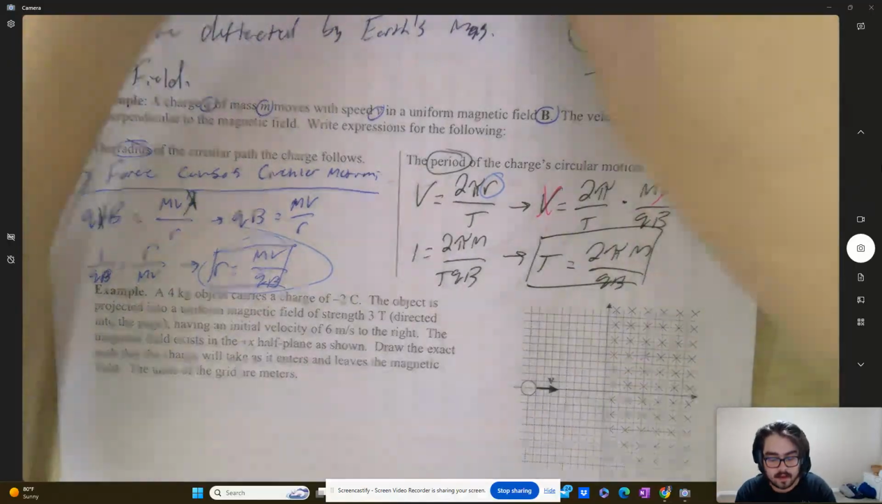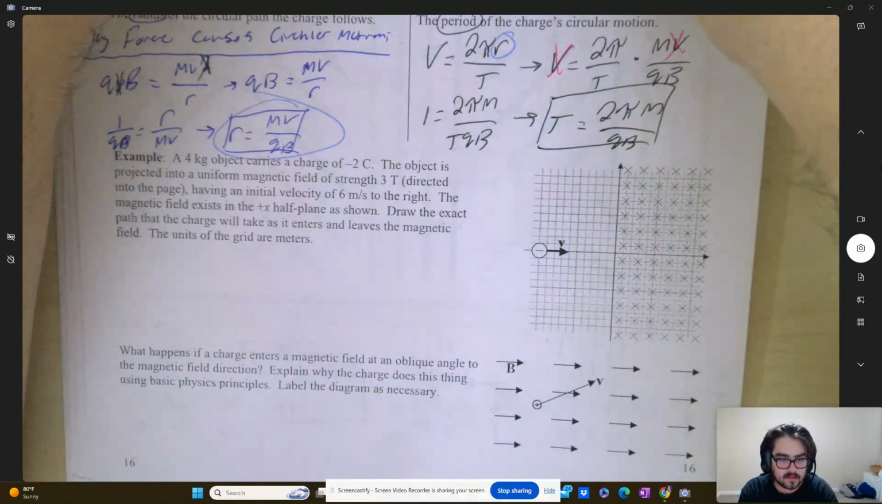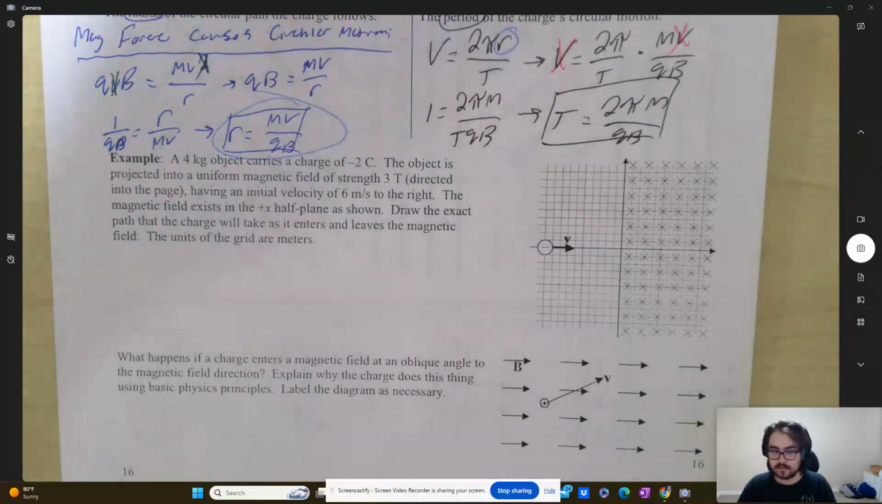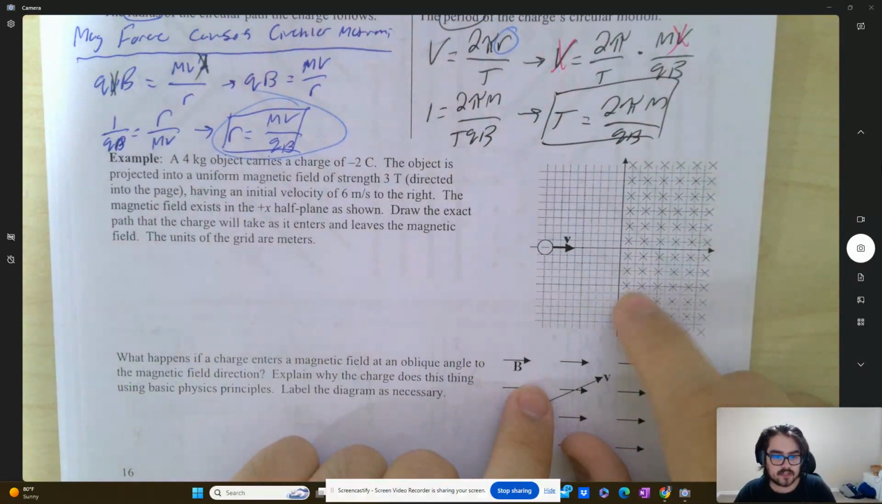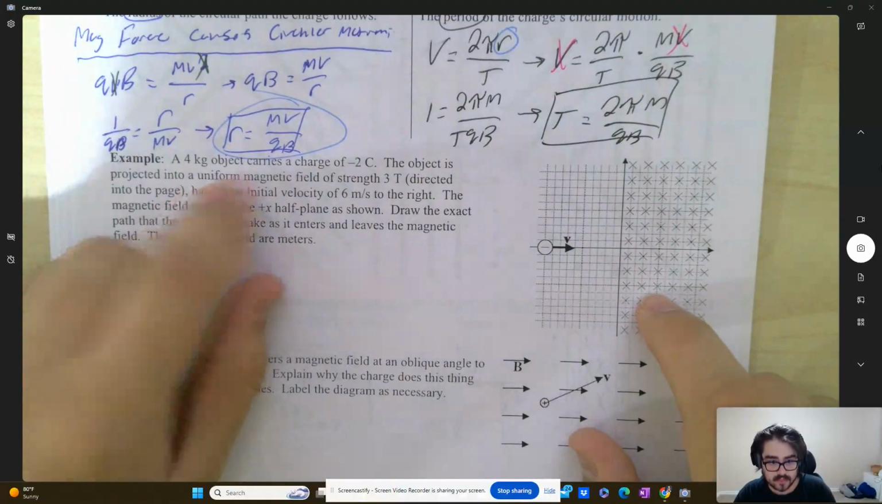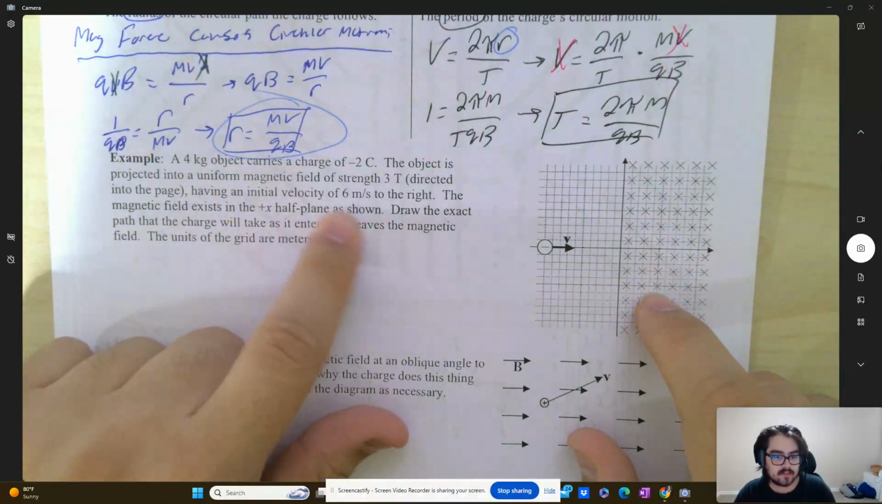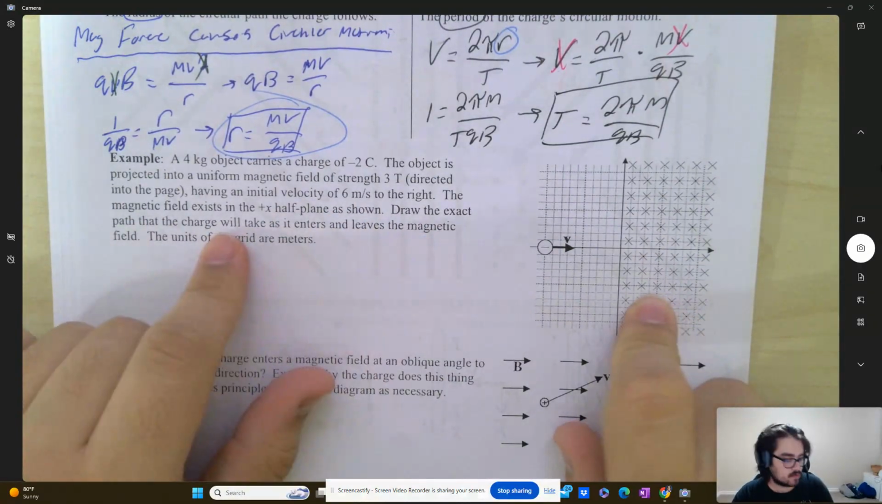Okay, an object of 4 kilograms carries a charge of negative 2 coulombs. The object is projected into a uniform magnetic field with a strength of 3 teslas, directed into the page, and it has an initial velocity of 6 meters per second to the right. The magnetic field exists in the positive x half plane as shown. Draw the exact path the charge will take as it enters and leaves the magnetic field. Units of the grid are in meters.